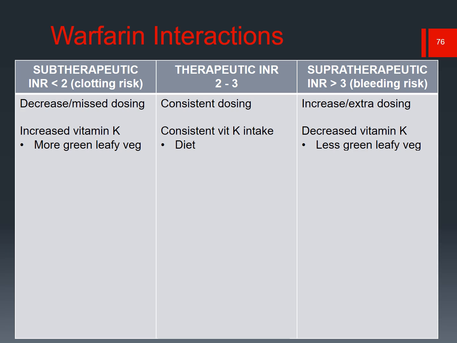If they decrease or eliminate the vitamin K from their diet, let's say that they were eating a lot of kale and they got sick of it, so they stopped eating the kale, in which case it would decrease their vitamin K intake, thereby leading to an increase in their INR.